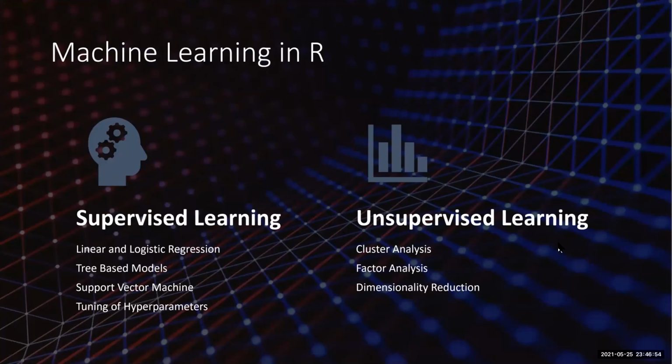R has some cutting edge machine learning libraries. With the help of R, one can engage in both supervised and unsupervised learning. For supervised learning, one can perform linear and logistic regression, tree-based models, and support vector machines. Additionally, R provides support for tuning the hyperparameters to come up with the models that are best suited to predict the outcome in a specific situation. For unsupervised learning, we can easily perform tasks like cluster analysis, factor analysis, and dimensionality detection using R.